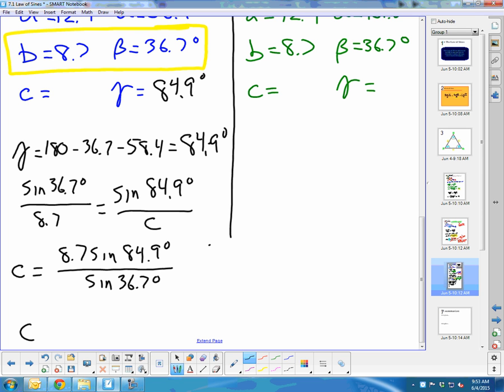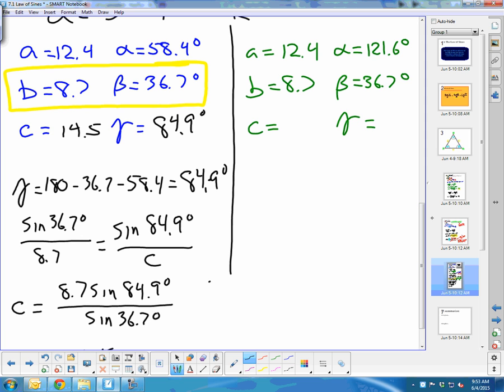And you just go ahead, put it in the calculator, calculate right through it, and you would get C being 14.5. So I can go ahead and put 14.5 there. And I've solved one case completely. I have my A, B, C, and my alpha, beta, gamma.